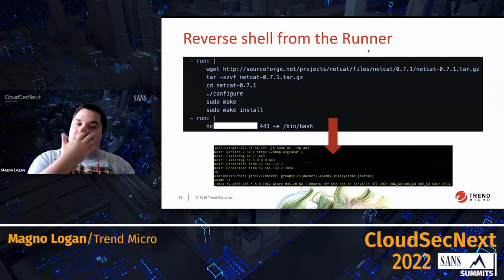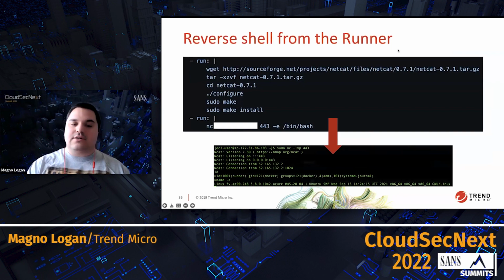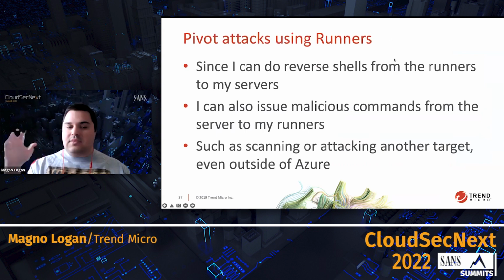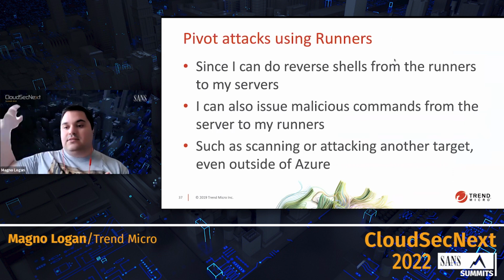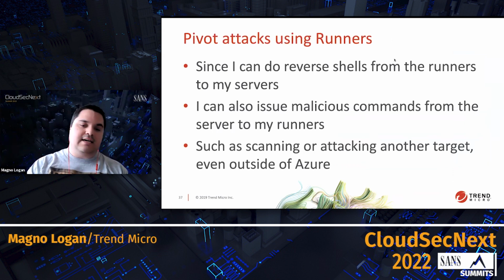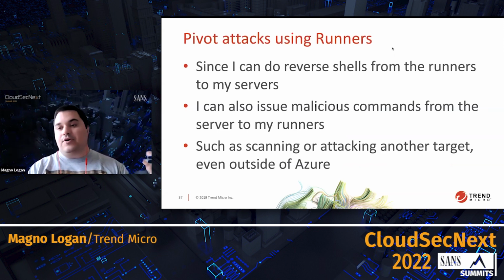So once I'm able to do the reverse shell from the runner, I can get this as well, and pivot attacks. I know I'm almost out of time, but just finishing up here. You can issue malicious commands. You can trick the source of your attack, right? And you can either scan Azure itself or other targets. So you can do all sorts of things. There are more details in the article that I shared.